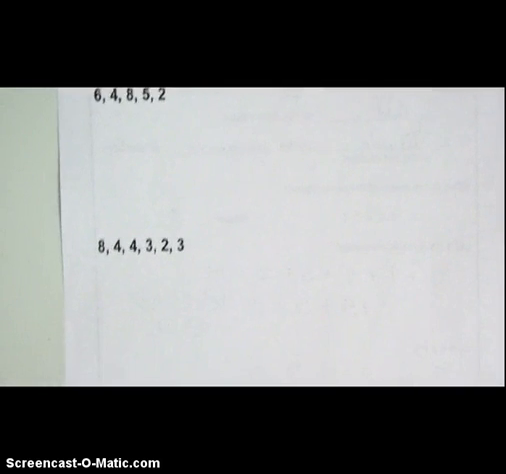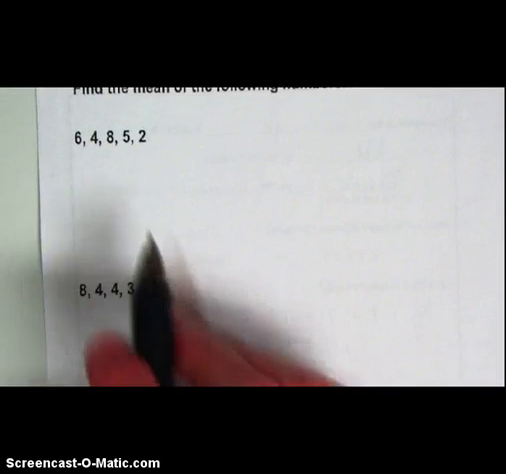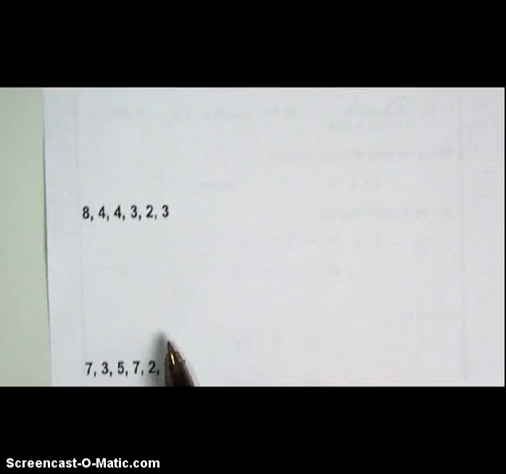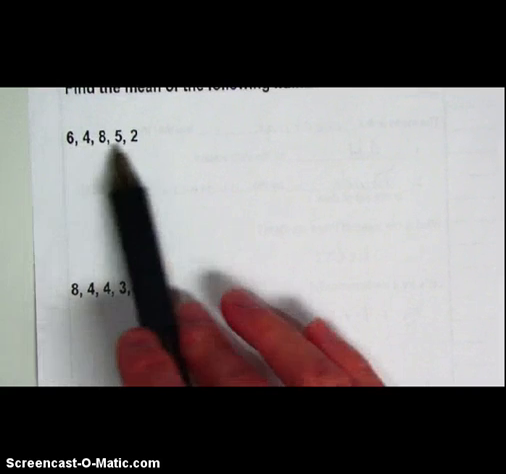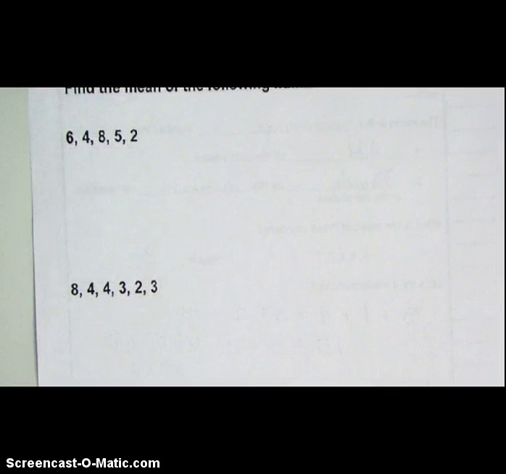On the back of this page, you have 3 different data sets that you can take a look at. Go ahead and find the mean of each of these data sets. Be very careful though, because each data set has a different number of numbers within it. So you're going to be dividing by different numbers each time. Also, don't forget to go back and write your 2 questions on the front and to do your summary.